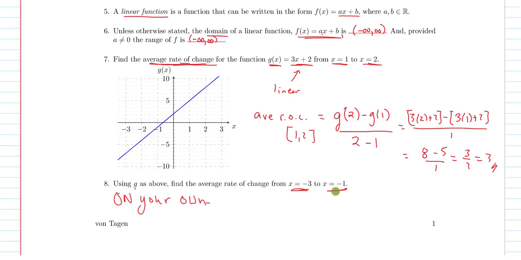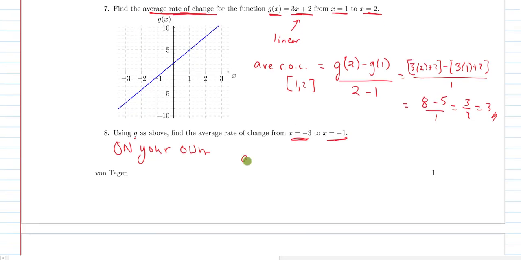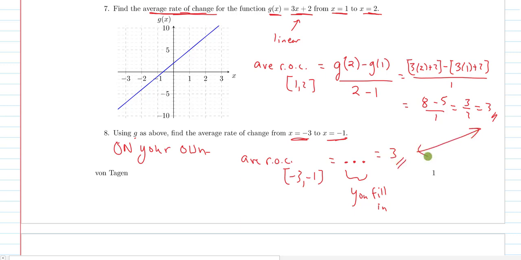Okay, so folks, what you should have found, and make sure you have the work to back this up, is that the average rate of change between x equals negative 3 and x equals negative 1, after you do all the work, should have also been 3. And that is not a coincidence.